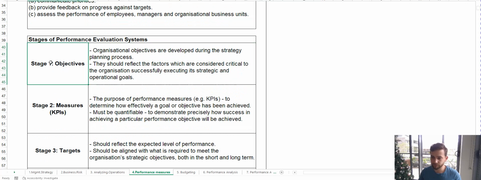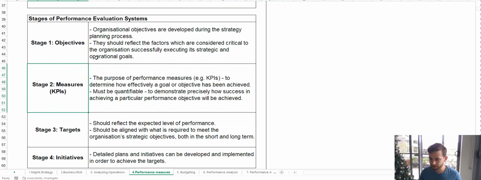So the first stage of a performance evaluation system is objectives. Each needs goals and objectives. They're developed during the strategy and planning process, and they should reflect the factors which are considered critical to the organization. For example, with PwC, I mentioned the fact that they want to achieve high-level billable hours and high-level customer feedback. Next is measurement, in brackets KPIs.